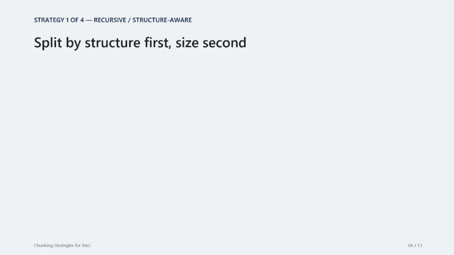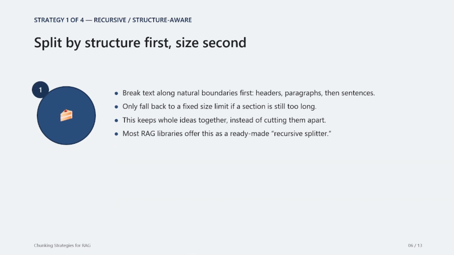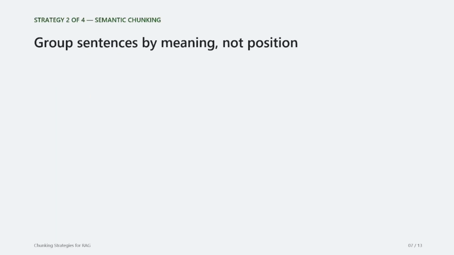Strategy 1, recursive or structure aware chunking. Break your text along its natural boundaries first: headers, then paragraphs, then sentences. Only fall back to a fixed size limit if one section is still too long. This keeps whole ideas together instead of cutting them apart. Most RAG libraries already give you this as a ready-made recursive splitter. It's like cutting a layered cake along its layers, not straight through the middle.